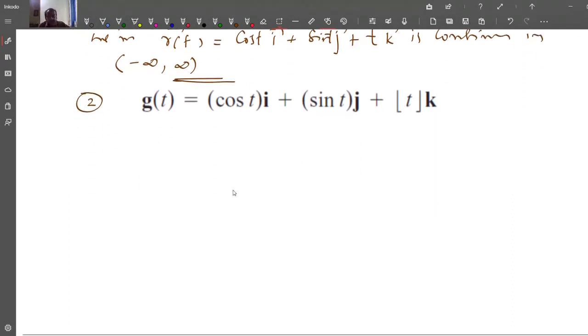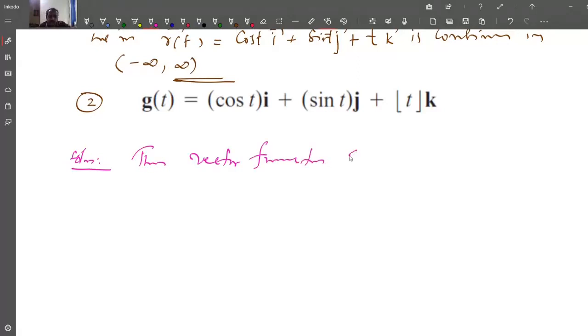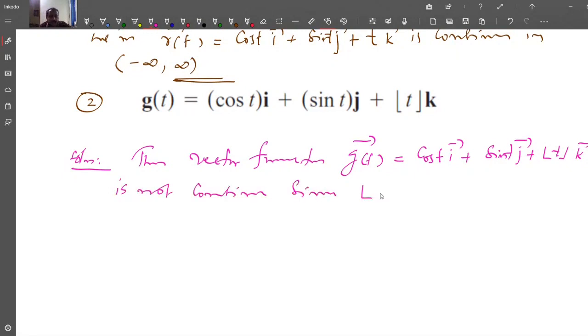You know that cos t and sin t are continuous, but the greatest integer function t is not continuous. Therefore, the function g of t is not continuous. The vector function g of t equal to cos t i plus sin t j plus greatest integer t k is not continuous, since the greatest integer function t is not continuous in R. So this is an example of a function which is not continuous in R.